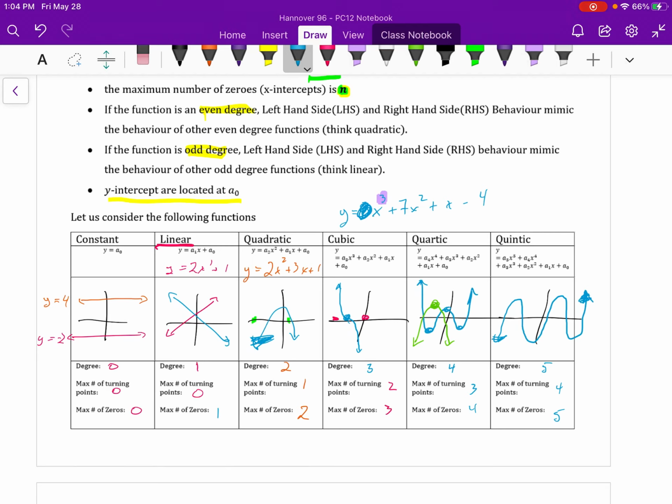So, where am I going with this? I've tried to make the connection that all odd degree functions behave the same. Now, what is true about all odd degree functions is that the left-hand and right-hand side point in different directions. What is true about even degree functions? Well, the left-hand side and the right-hand side both point in the same direction.